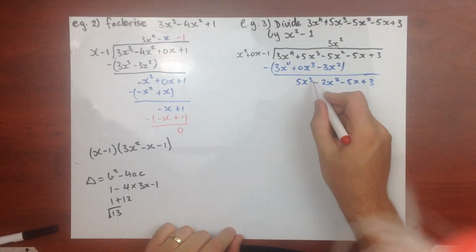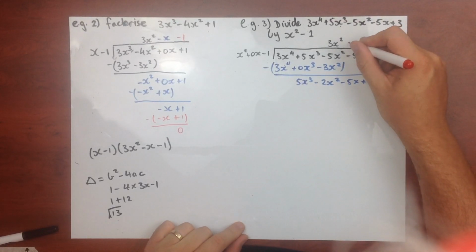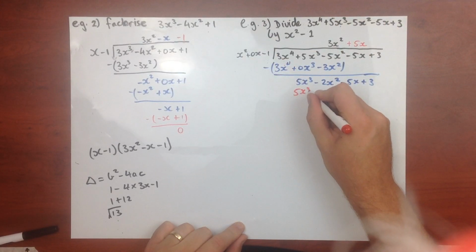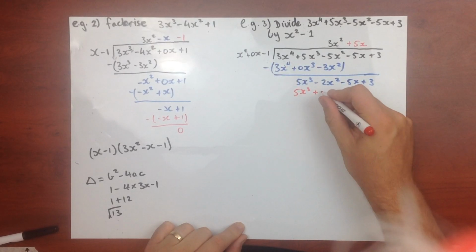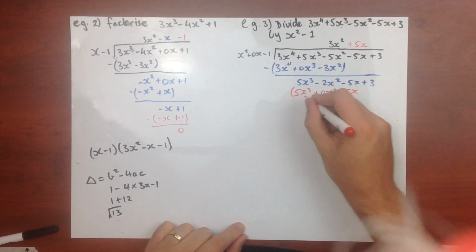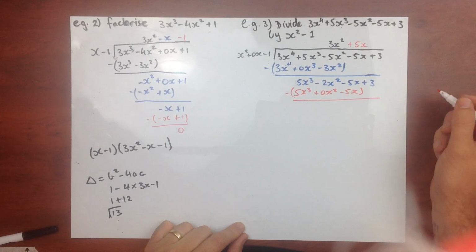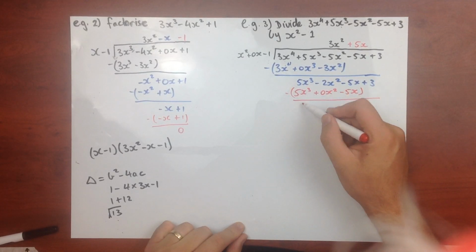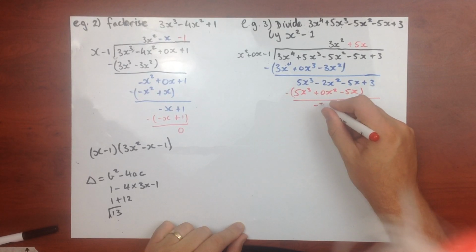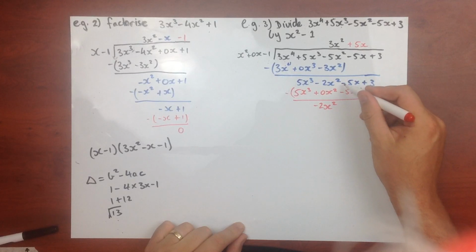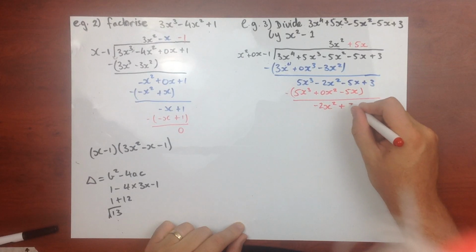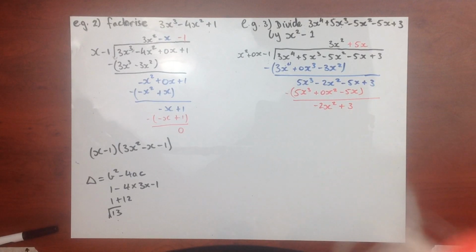Then we're going to go again. We're going to go 5x cubed divided by x squared, which is going to leave us with 5x. Multiply back through. It's going to give us our 5x cubed, plus 0x squared, and then minus 5x. Bracket, bracket, take away, line underneath. Again, 5x cubed take 5x cubed is 0 as we want. Minus 2x squared take 0x squared is going to leave us with our minus 2x squared. Minus 5x take minus 5x is going to leave us with 0x. Plus 3.